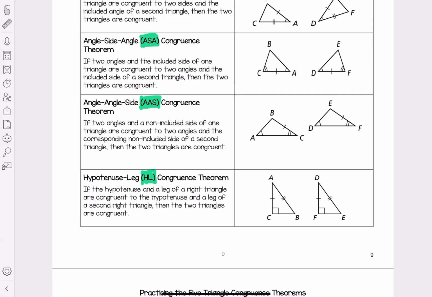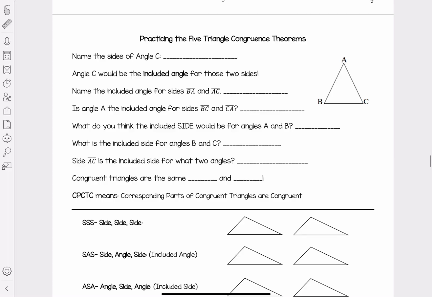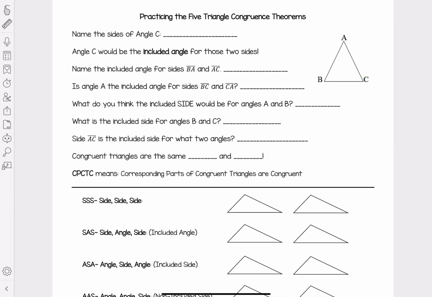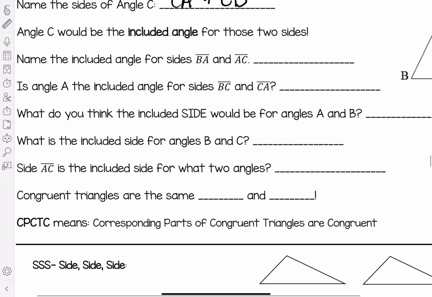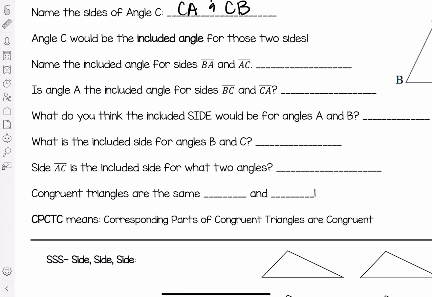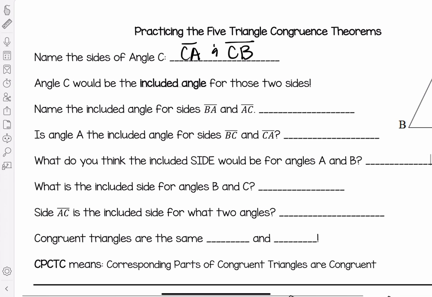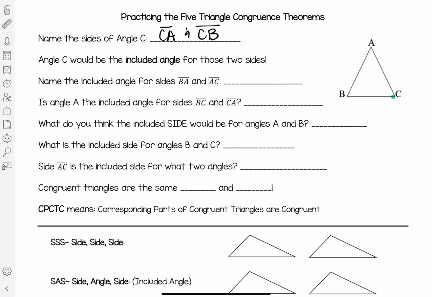Okay? So now, as we go to this next page, if we want to name the sides of angle C, so we can see that angle C is this guy right here. The sides would be CA and CB. Now, angle C would be included for those two sides because we can see that there is the C in both of them, so it's included. So now we want to name the included angle for BA and AC. We see both of them have the letter A, so that's what's included.